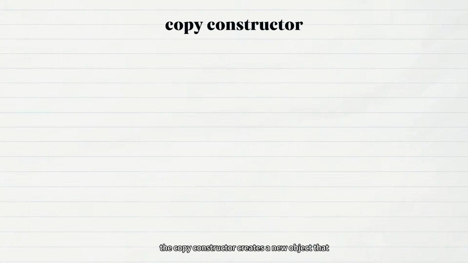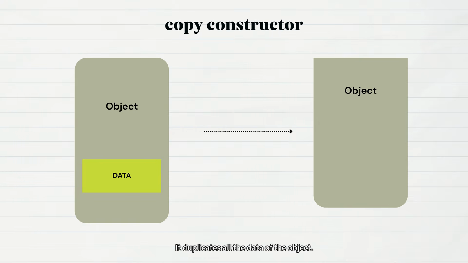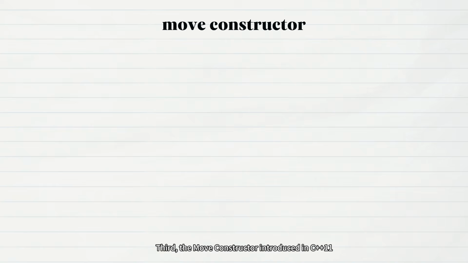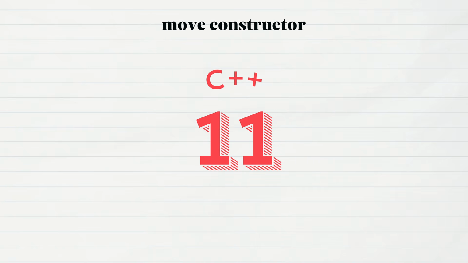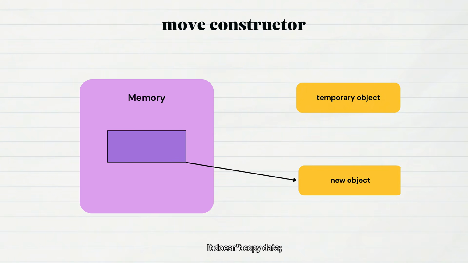Second, the copy constructor creates a new object that is an exact copy of an existing object. It duplicates all the data of the object. For a type like string that manages heap memory, copying also requires allocating new memory, making it less efficient. Third, the move constructor introduced in C++11 steals the resources of a temporary object and gives them to the new object. It doesn't copy data. It only transfers ownership. It's faster than copying, but it still essentially creates a new object and transfers resources.